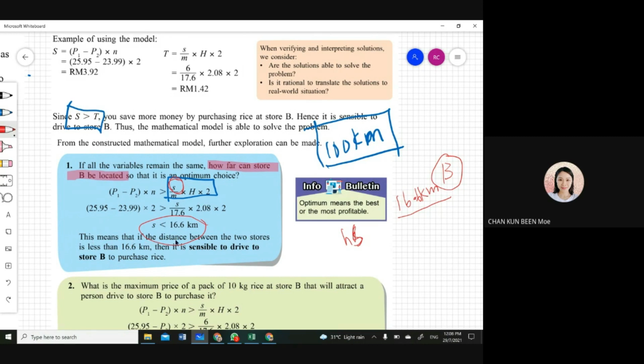So this means that if the distance between the two stores is less than 16.6 kilometers, then it is sensible to drive to store B to purchase rice. So sorry, this is the distance between store A and store B, not from your house. Because from your house is already fixed. This is your house. The distance is already fixed. You go here, you go there. This is a fixed distance. So we don't count this in. We are calculating the distance between store A and store B to find whether it is worth it or not.